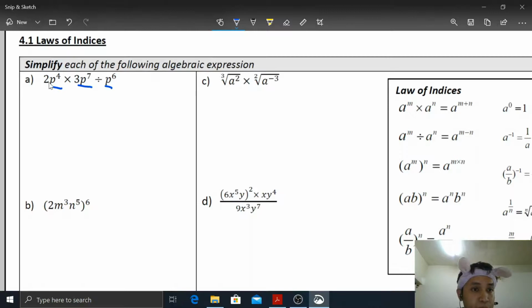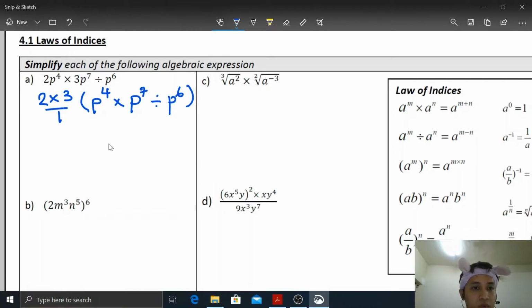So 2 multiply 3 divide 1, sorry, this is divide. So 2 multiply 3 is 6, divide 1, so it will be equal to 1. I'm just going to show you what I'm going to do. This is 2 multiply 3 divide 1, and then I just leave my indices here first. When you can work it out fast enough, you don't have to write it out like this, it's a waste of time. So this one will be equivalent to 6.